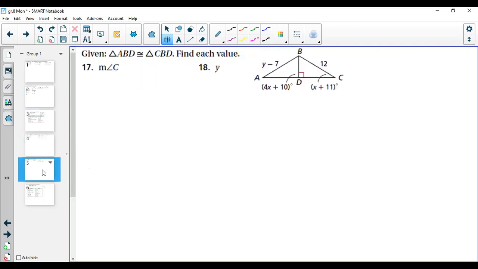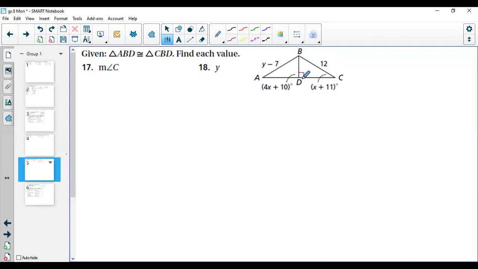Okay. So let's try this. Now, we have to find angle C here. So when you look at the figure, first I have always told you observe the figure. What have they given you? They have given you the side AB, which is y minus 7, BC, which is 12, angle C to be x plus 11, angle B, which is both the parts.